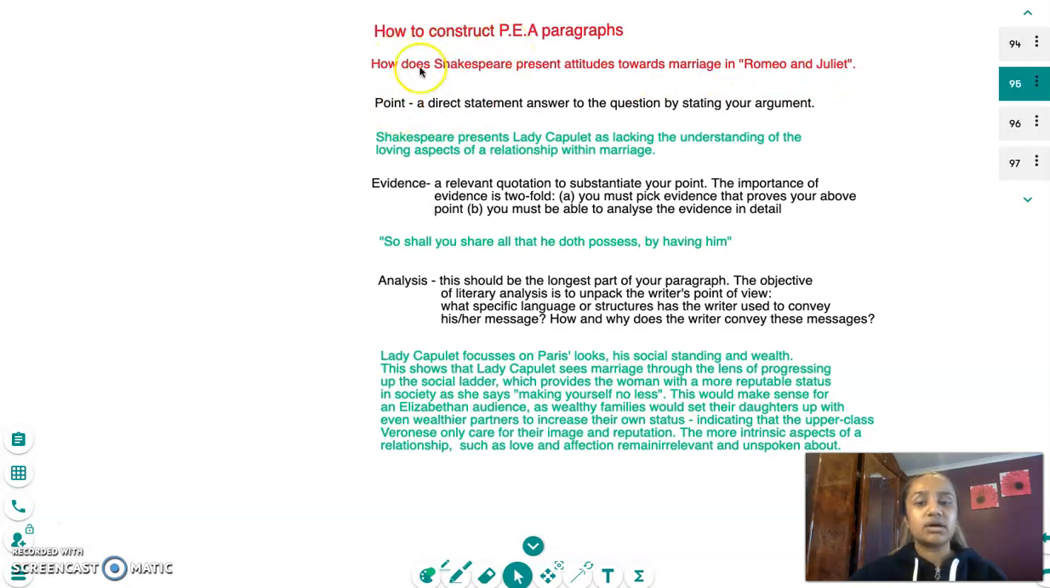Okay, so the first part of the paragraph is the point. A point is a direct statement answer to the question by stating your argument. Keyword being argument, right? An essay is an academic argument. Without an argument, you don't really have an essay. So if you are to just write in a very descriptive fashion, you can only really get about a B or a C at most.